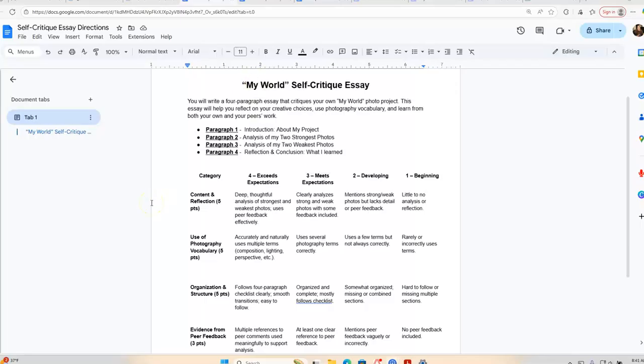Your first paragraph is going to be your introduction paragraph, just like our on-demand essays. We're starting with an introduction. Paragraphs 2 and 3, you can think about those like your body paragraphs. Paragraph 2 is going to focus on you discussing your 2 strongest photos, while paragraph 3 is going to focus on your 2 weakest photos. And then paragraph 4 is going to essentially be your conclusion paragraph, where you're going to reflect on what you learned through this project.